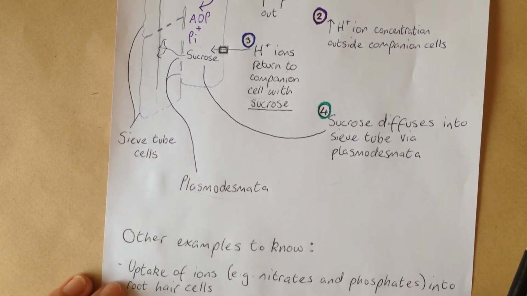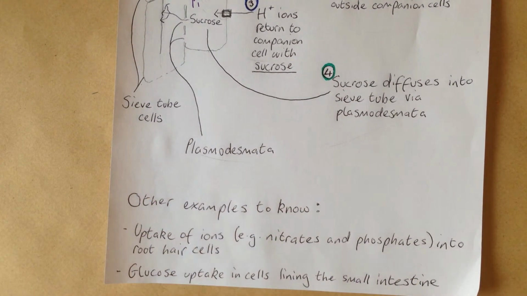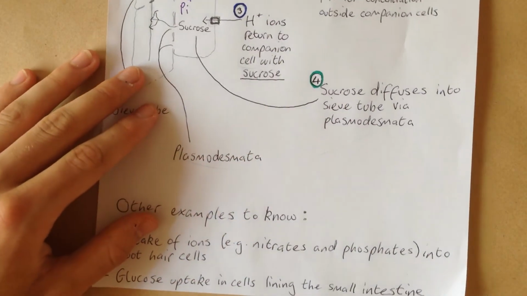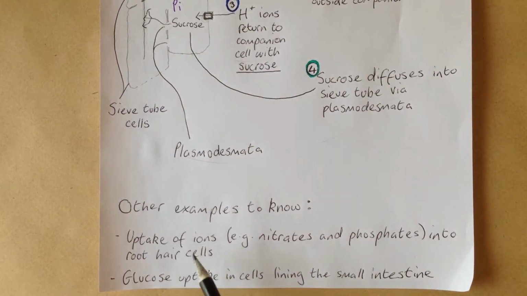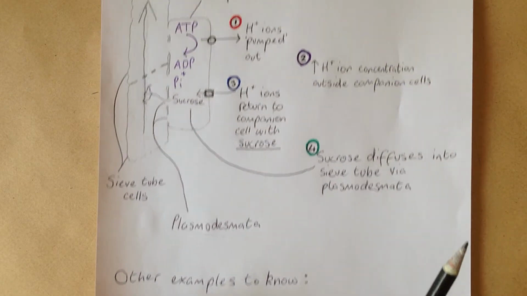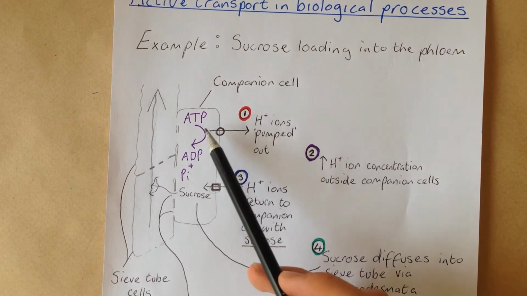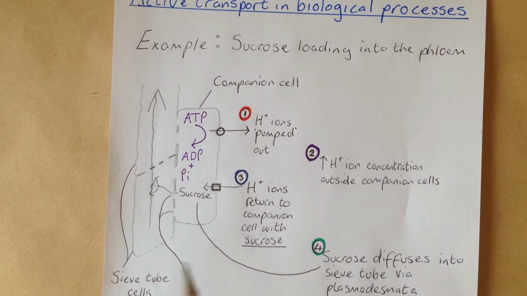And this is just one of many examples, but other examples you'll need to know for the exam are the uptake of ions such as nitrates and phosphates into root hair cells, and also glucose uptake into the cells lining the small intestine. So these are two other examples that you'll need to know. And you'll need to also understand how the active transport plays a role in the overall biological process.